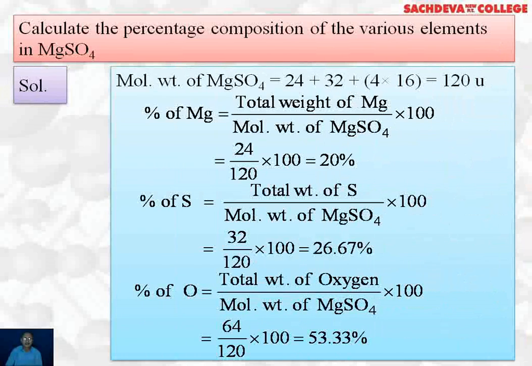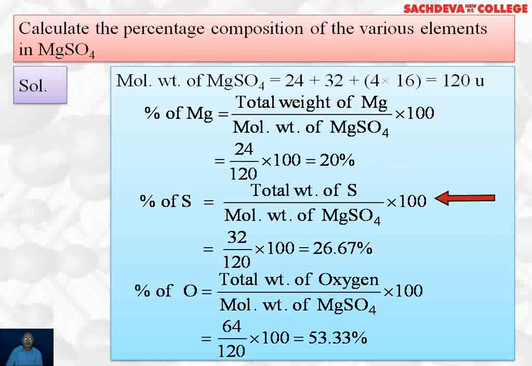Calculate the percentage composition of various elements in MgSO4. The first step is to find the molecular weight of MgSO4, which is equal to 24 plus 32 plus 4 into 16, equal to 120 U. U stands for unified mass. Percentage of magnesium is equal to total weight of magnesium divided by molecular weight of MgSO4 into 100. 24 divided by 120 into 100 is equal to 20%.